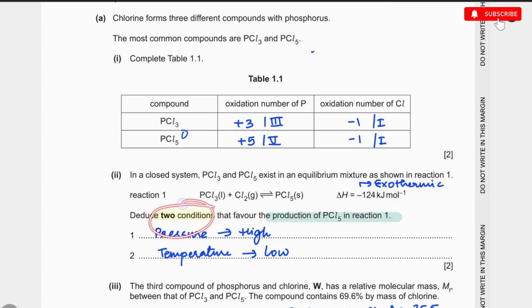Deduce two conditions that favor the production of PCl5 in reaction 1. So PCl5 acts as a product. We need to deduce the conditions: how can we get PCl5 as the majority? So over here we can see the conditions from the pressure and from the temperature.